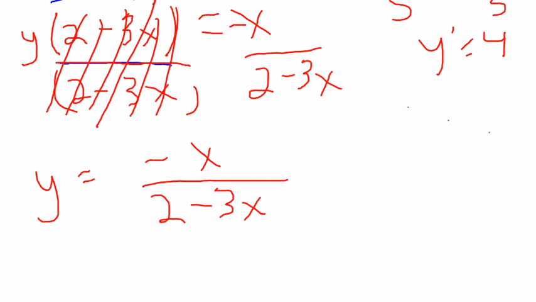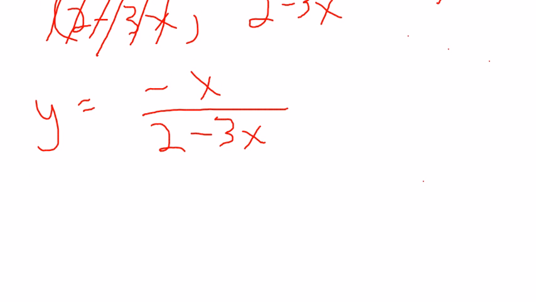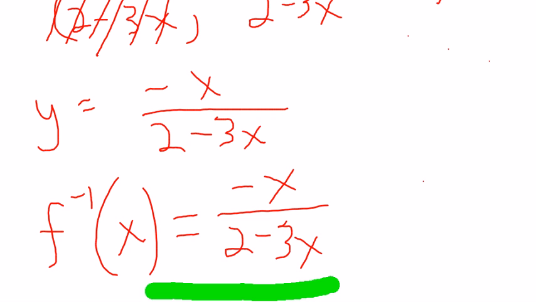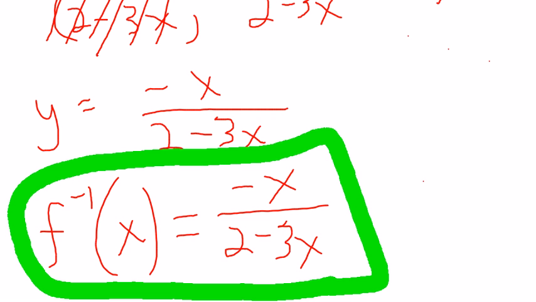And that new y is f inverse. So I'll write it again. f inverse of x equals negative x over 2 minus 3x. And that is your answer. Boom.